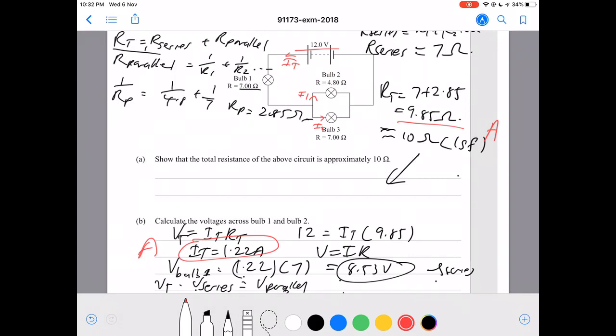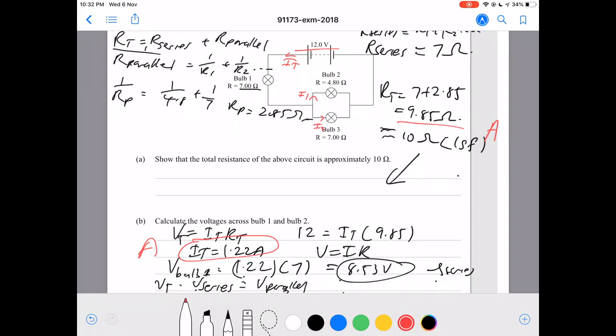Okay? So basically, the majority of the current takes the path of the least resistance. Because bulb 2 has a lesser resistance than bulb 3, more of the I total will go through bulb 2 rather than bulb 3. So hence, the current through bulb 2 will be greater than the current through bulb 3.